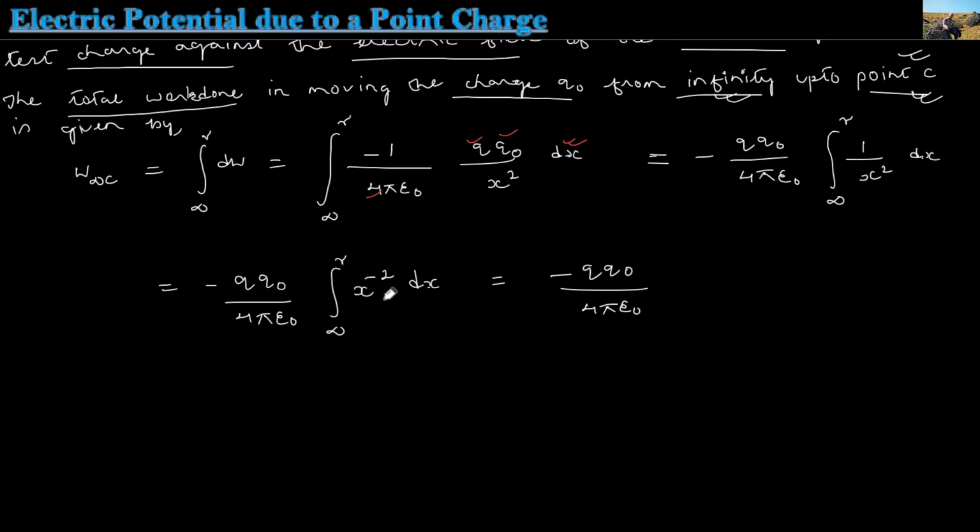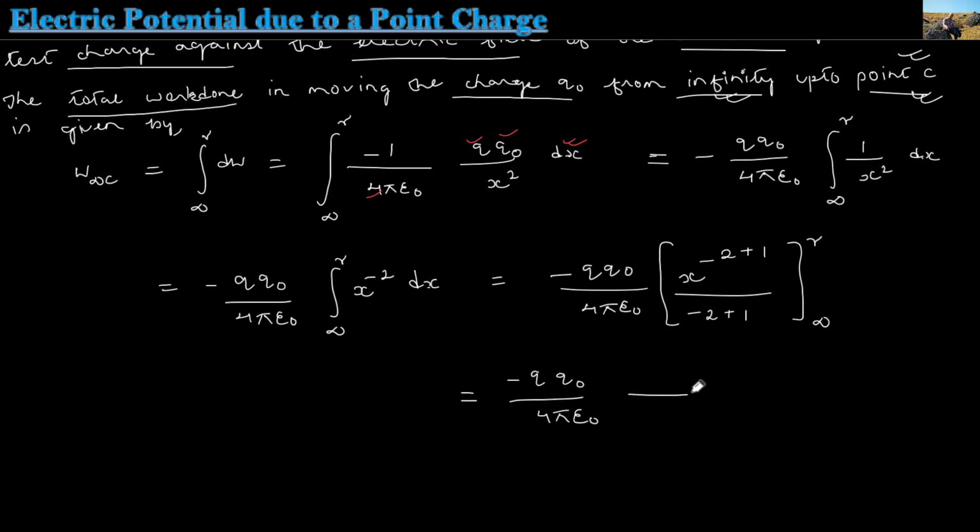Integration of x to the power minus 2 is x to the power minus 2 plus 1 divided by minus 2 plus 1. This is the formula, and then you have to put the limits of integration, which go from infinity up to r. As you keep on solving, this will be minus q naught divided by 4 pi epsilon naught, then x to the power minus 1 over minus 1, and the integral goes from infinity up to r.